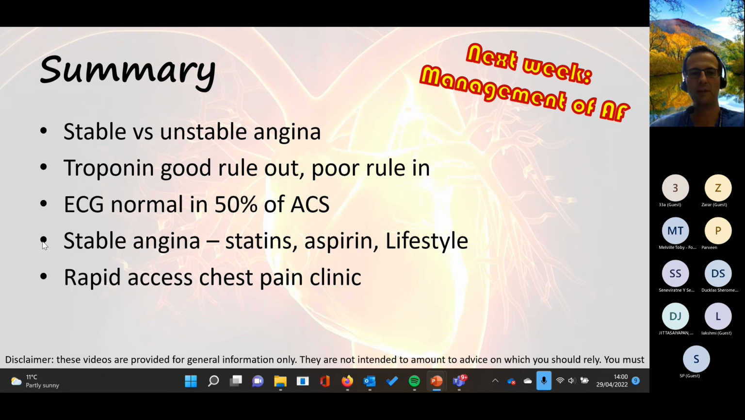And then remember about how to reduce risk with medications and lifestyle for stable and unstable angina. That is really, really important. Don't get so excited that we've stented the patient that they don't take their antiplatelet drugs afterwards, for example. And rapid access chest pain clinic can be a good way of getting urgent review of a patient you're worried about.